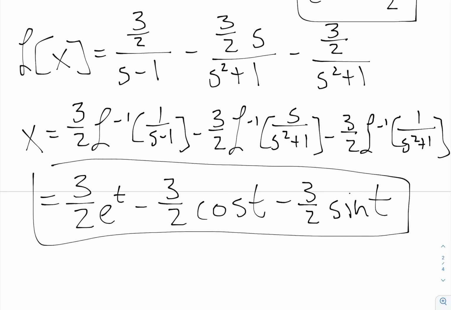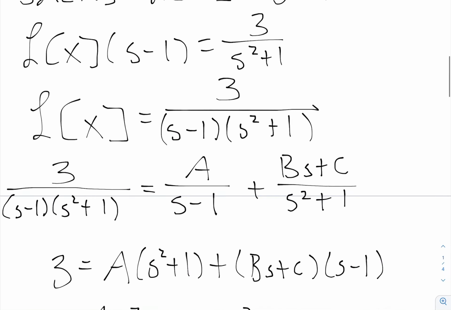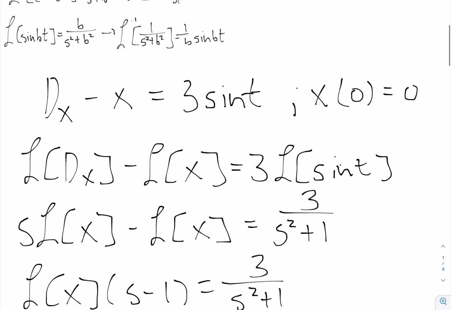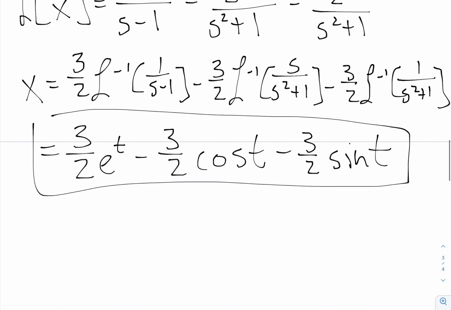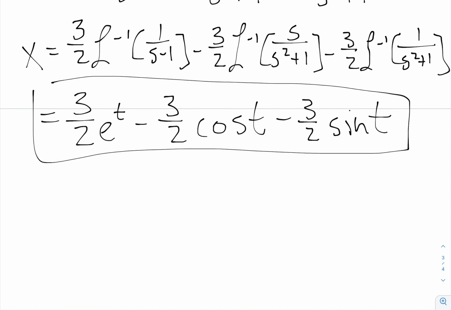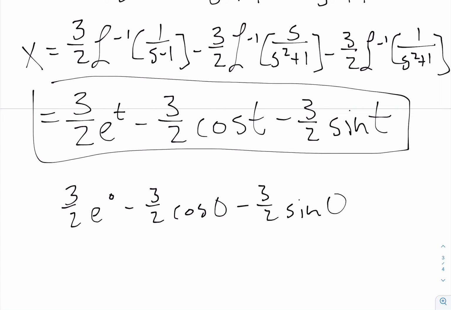And like we did in the last video, to check if we're right, we can always apply the initial conditions and solve the equation ourselves. So we know that x of 0 is equal to 0. Let's just plug that in. So 3 over 2 e to the 0, minus 3 over 2 cos 0, minus 3 over 2 sine 0. Well, 3 over 2 e to the 0 is 3 over 2 times 1, so 3 over 2, minus cosine 0 is 1, so minus 3 over 2 times 1, and then minus sine of 0 is 0, so this is going to be 0. So yeah, the initial condition does check out there.